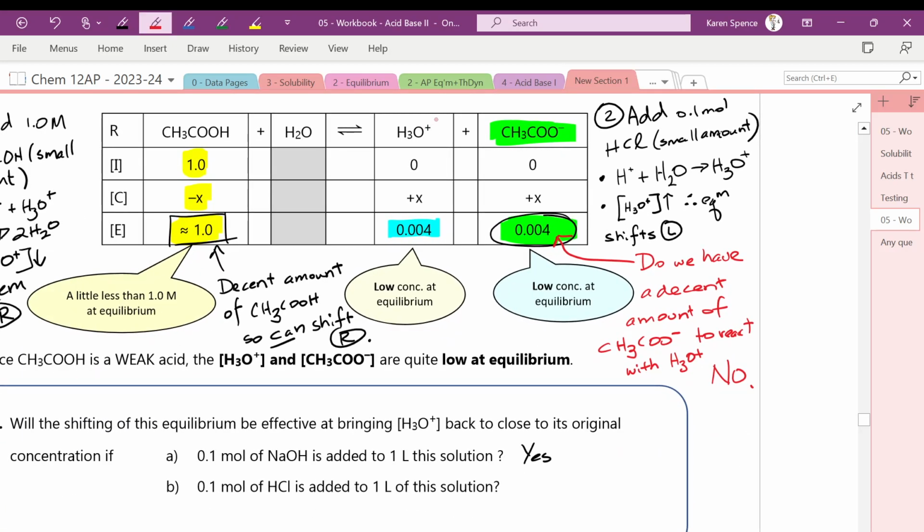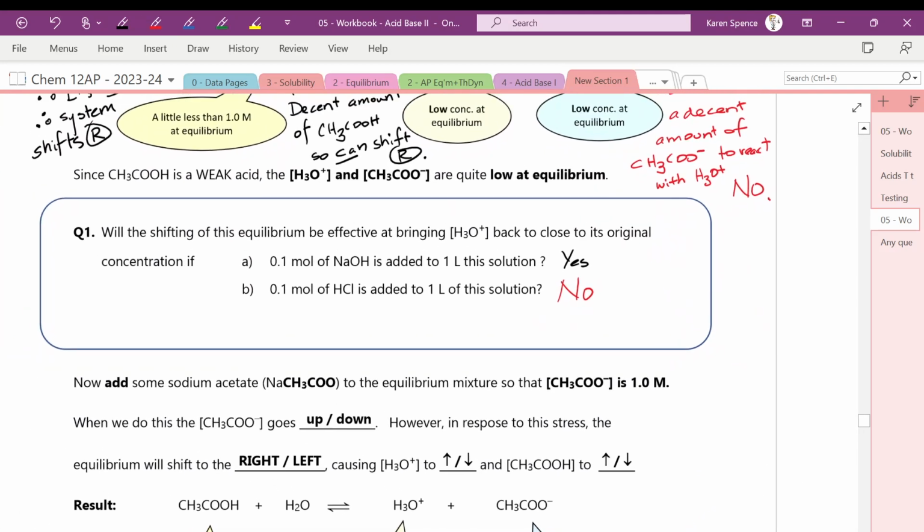Will it be able to keep the hydronium concentration relatively level? No. Because there's not enough base form to react with the excess acid to get rid of that excess H3O plus, because there's so little of it, right? Small. Okay, so that's why we can't just have a weak acid be a buffer. A weak acid could protect against added NaOH, but it cannot protect against added hydronium ion, added acid, okay?